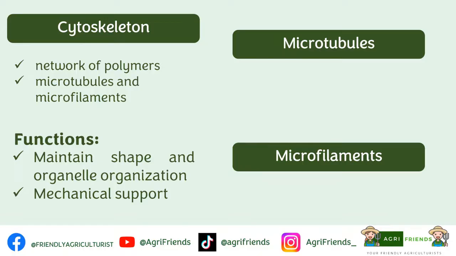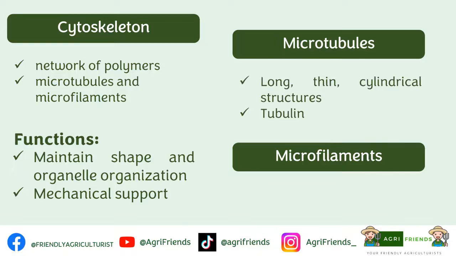So what are microtubules? These are long, thin, and cylindrical structures. Each microtubule is made up of a subunit called tubulin. So microfilaments are composed of two actin chains, and they play an important role in cytoplasmic streaming or cyclosis. So when we say cyclosis, it is the flowing movement of cytoplasm.